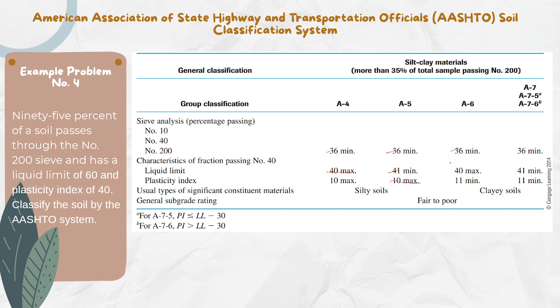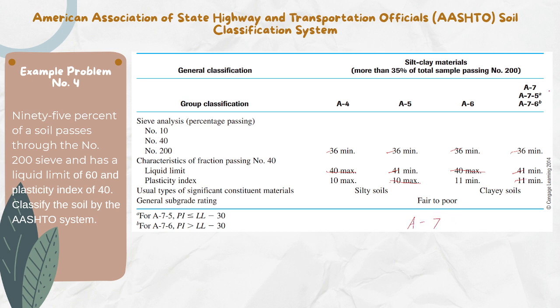So, 36. 95 is greater than 36. But, our liquid limit is above the maximum. So, we'll move to the next column. 36, and then liquid limit is 60, above the minimum, okay? And for the plasticity index, we have 11 as the minimum, so this is okay, 40.